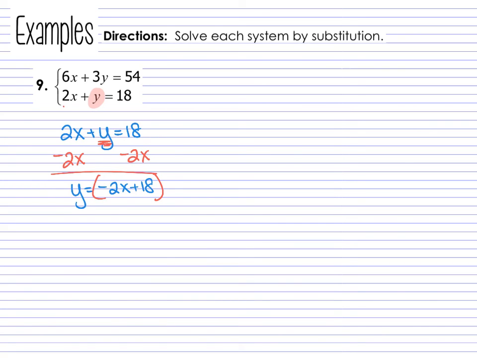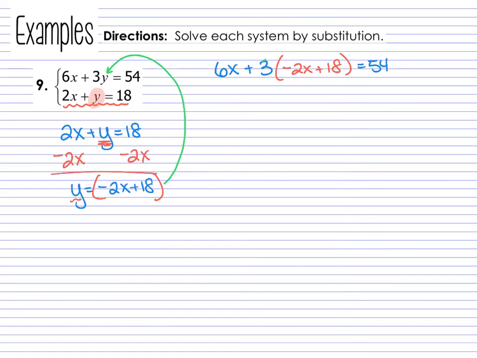Now here's a little different. We used the second equation to find our y value, so we need to take this y and put it into the first equation. We want to make sure we're always substituting into the equation that we didn't use first. So I'm going to substitute this y into the first equation. So I have 6x plus 3 times, there's my y that I'm going to substitute in, negative 2x plus 18 equals 54.